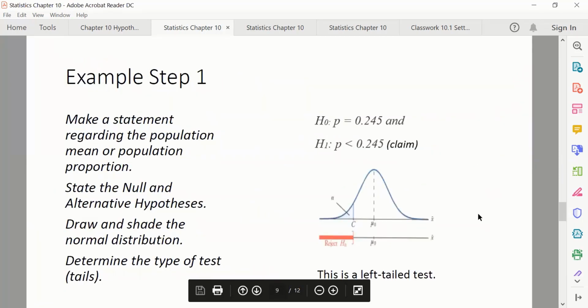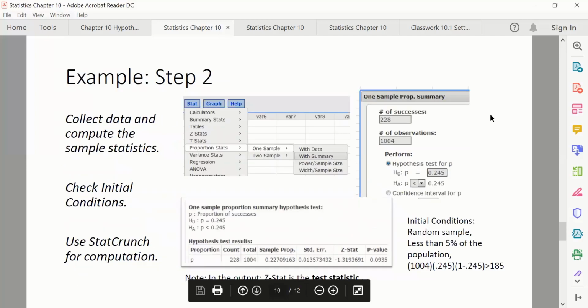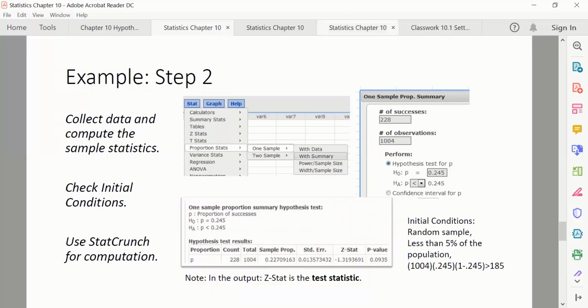So here's our statement. p is 0.245 and p is less than 0.245. That's our claim in our left-tailed test. So we go to StatCrunch, proportion stats this time. So again, it just matches what we did for confidence intervals, proportion stats, one sample with summary. We're asked again the number of successes and the number of observations. That's directly from the sheet where we can write it down. And then to fill in the hypothesis test information.